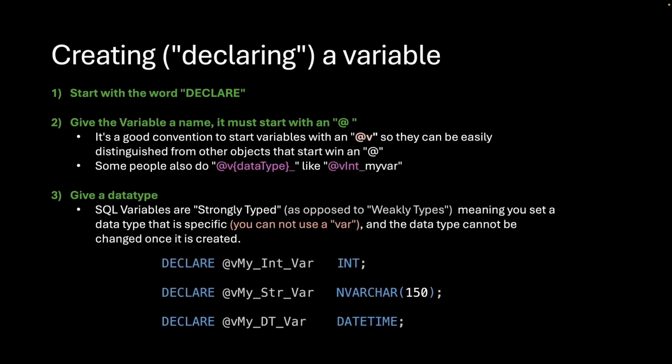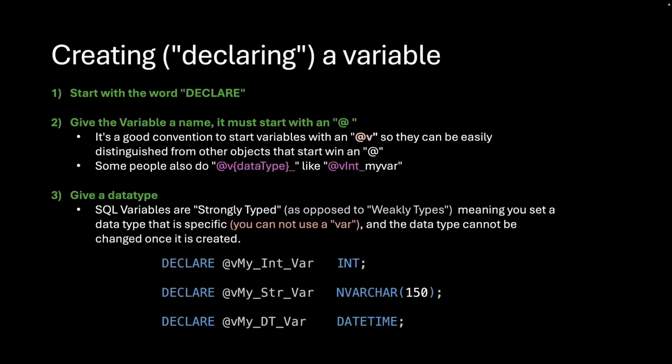All right, so declaring a variable, okay? Like I said, we use the declare keyword, and then we give the variable a name. In SQL, all of the variables start with an @ sign, okay? So you're going to do @ and then the name of it. It is a good convention to get used to doing @v, okay? That'll make a little more sense as we go on. But @variable, right? The v is for variable, okay?